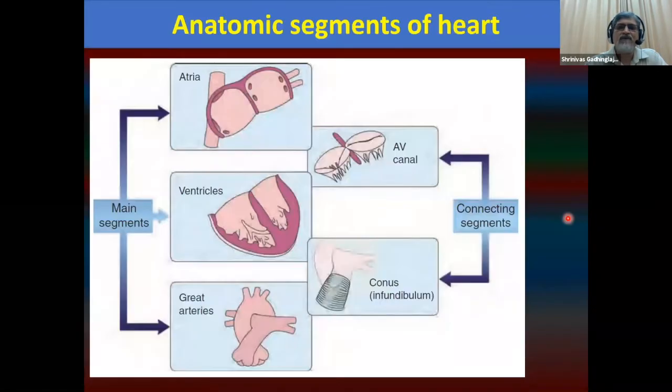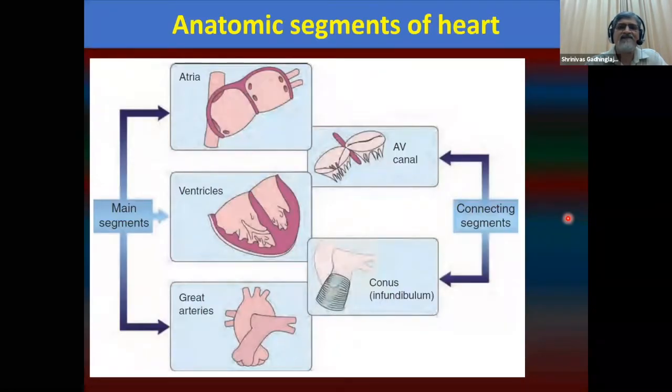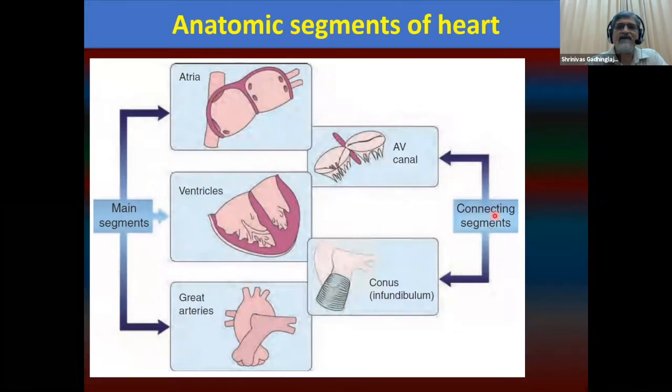Now, as we all know, the heart consists of three main segments: the atria, the ventricles, and the great arteries. The atria and ventricles are joined by the AV canal, and the ventricles and the great arteries by the conus or the infundibulum. The AV canal consists of the right and left-sided AV valves and also the AV septum.